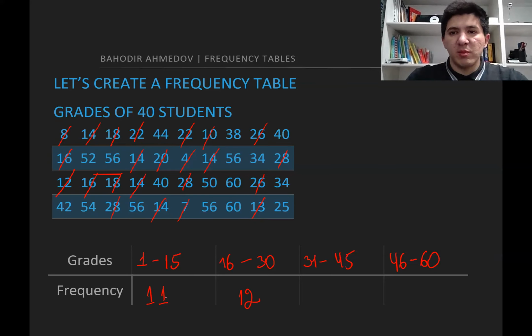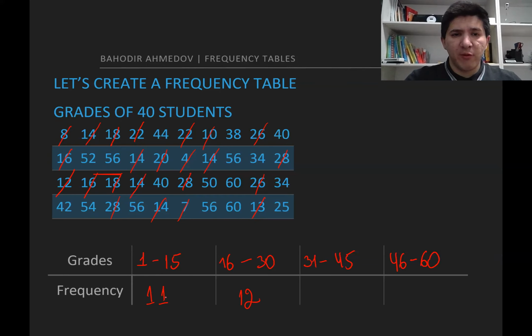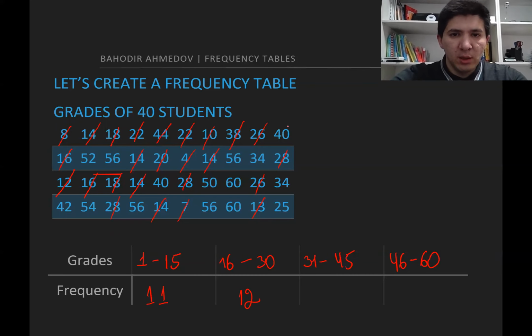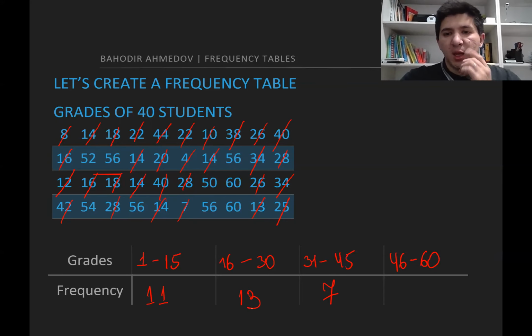Now we need to count the number of grades which are between 31 and 45. It's going to be 1, 2, 3, 4, 5, 6, 7. And here we forgot one, it appears, so it should be 13. The rest should be the points between 46 and 60. So this should be 9, right?